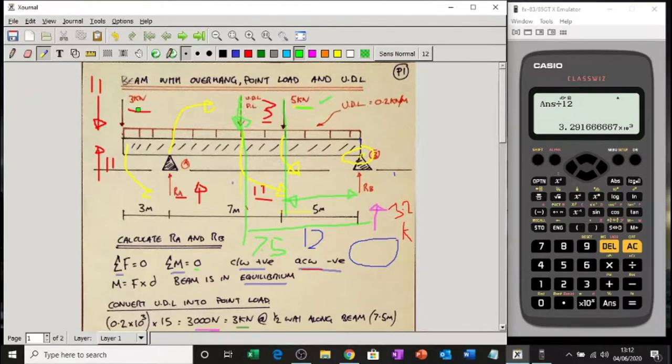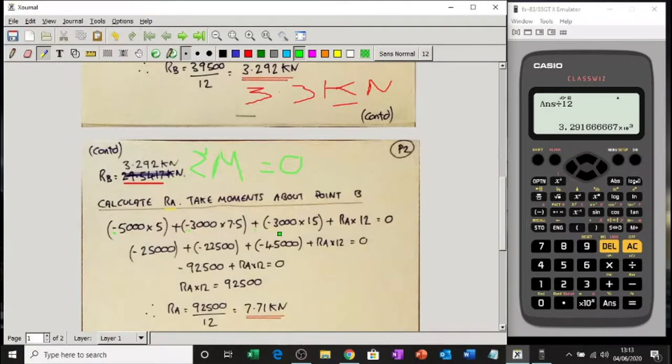Here's my 3. So this is 3,000. How far away is it from here? Well, it's the length of the beam, which is 15. So it's going to be 3,000 times by 15, because all of that is 15. It's 15 meters away from our pivot point. It's going anti-clockwise. It's trying to push this beam that way. If it was just fixed there and there was nothing here, it would spin it anti-clockwise. So it's 3,000 times by 15. I've put a negative number there because it's going anti-clockwise.